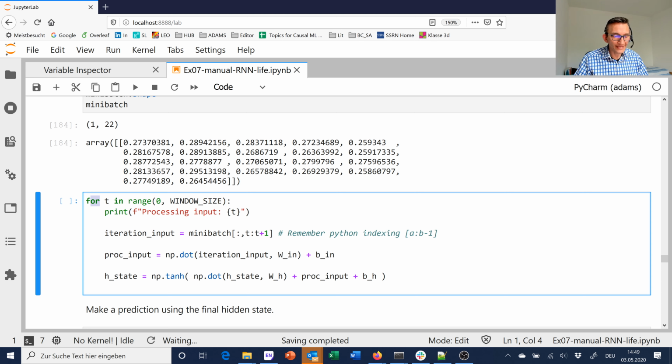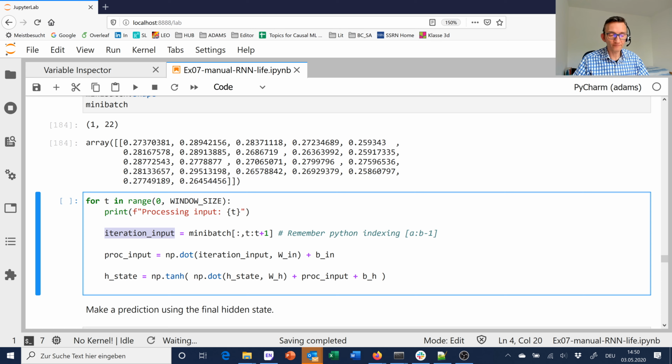Some print output doesn't really matter. We take the input, which we extract from the mini batch by indexing from t to t plus 1, as we did before. Again, making sure that we don't need to rely on broadcasting. Then we calculate the pre-processed input, or we calculate w times x plus b, as we did before, w_in times x plus b_in. And we update our hidden state.